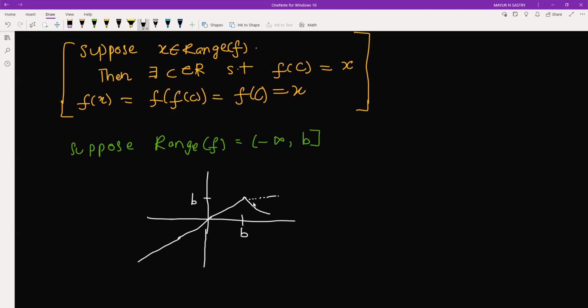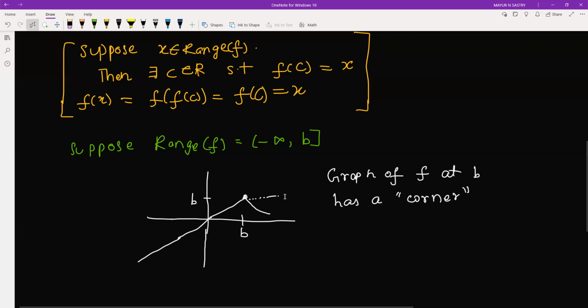But notice that now the graph of f at b has a corner, which gives us a hint that f is actually not differentiable at b if this happens. We want to prove this rigorously. So how do we give a rigorous argument?